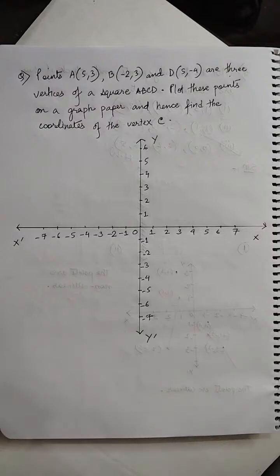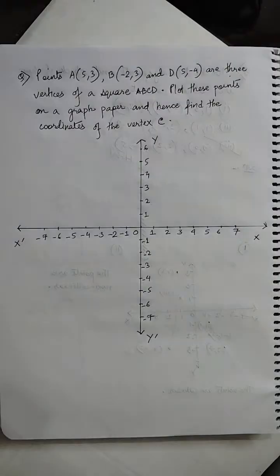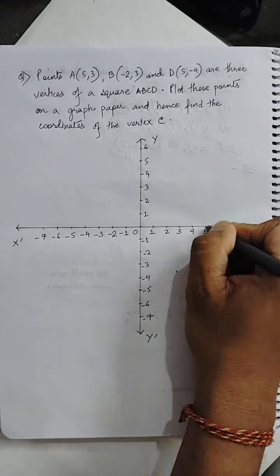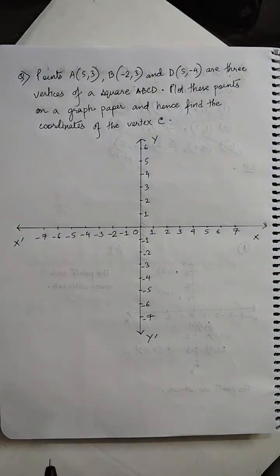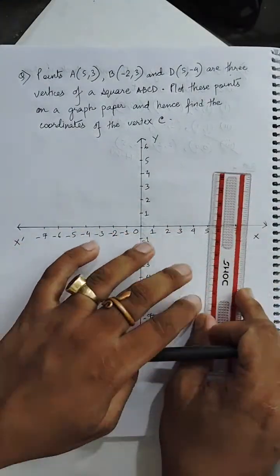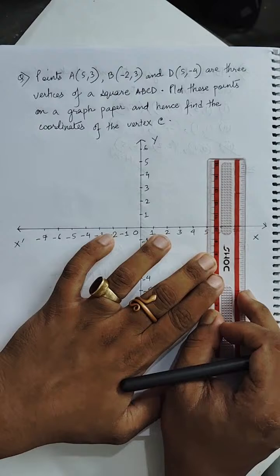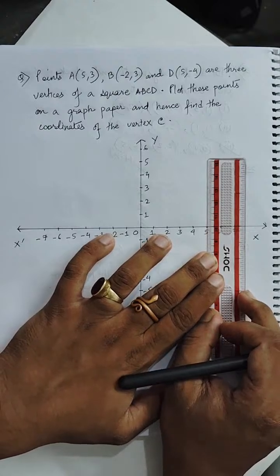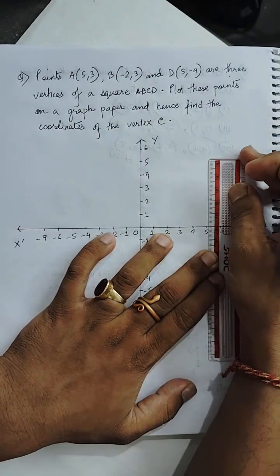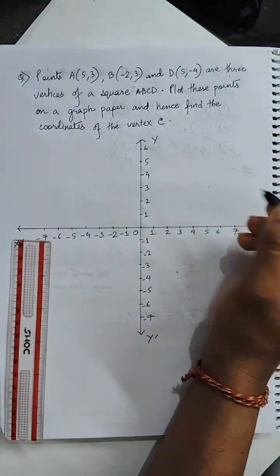Okay, so let's plot the points one by one. A is 5, 3. X coordinate is 5 and y coordinate is 3. So this is 5. We'll mark the 5 here, and then we will have to take our ruler and then place it parallelly to the y-axis, and then 3. So take 3 centimeters so that the point is accurate. So this is 1 centimeter, 2 centimeter, and 3 centimeter. Okay. So this is our point.